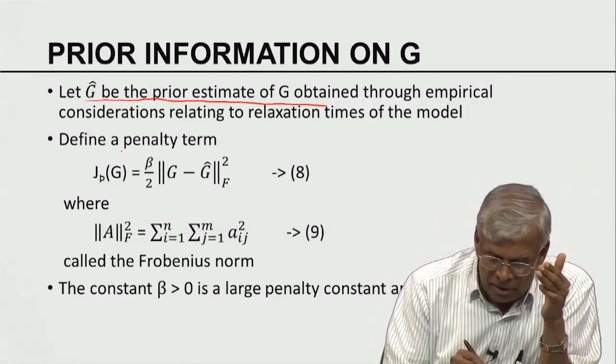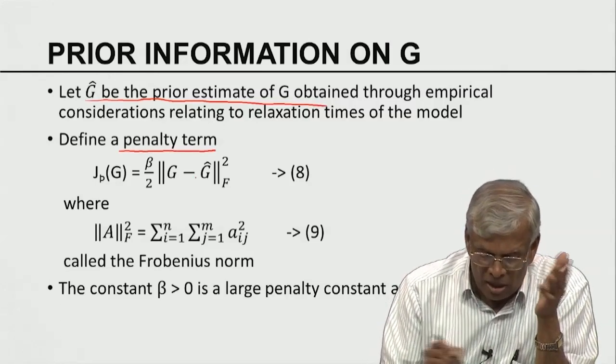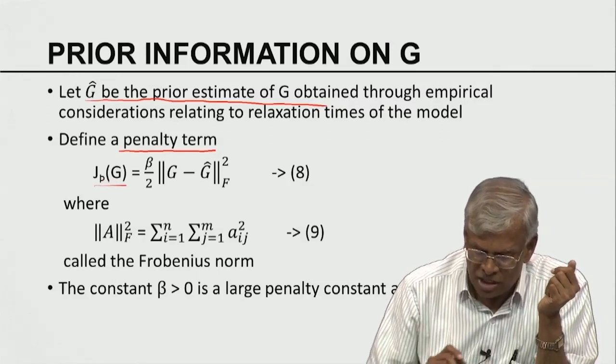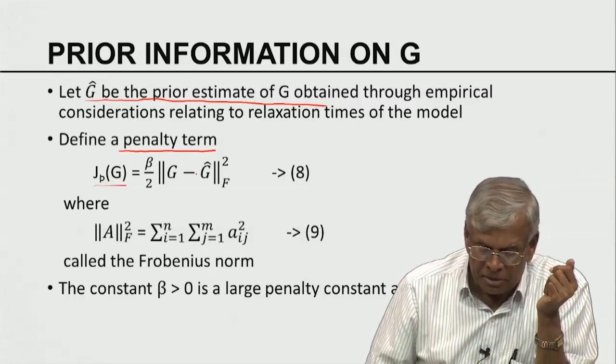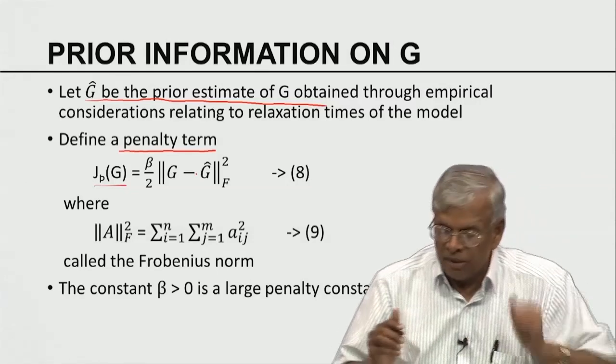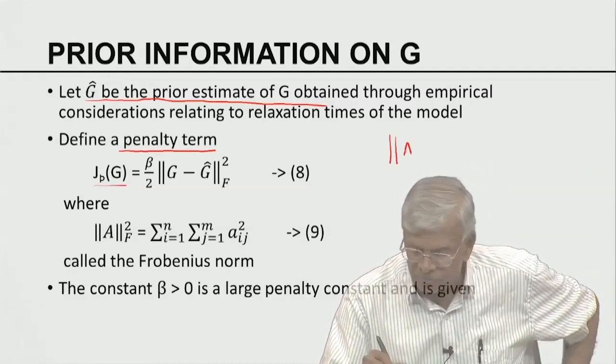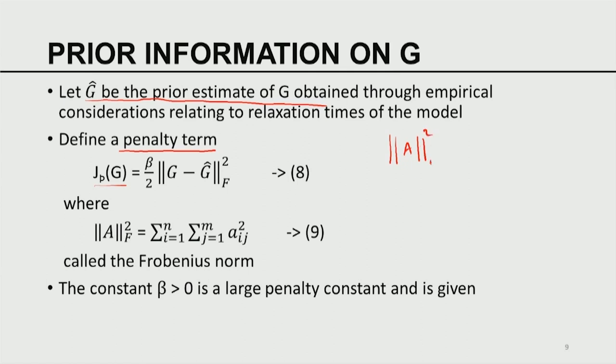So the prior term gives rise to what's called a penalty term. A penalty term is as follows. J penalty of G is beta over 2 times the square of the Frobenius norm of G minus G hat. You may recall from our module on matrices, the Frobenius norm by definition is the square root of the sum of a_ij squared, where the sum is over i and j. It is something like the Euclidean norm. I simply take the sum of the squares of all the elements of the object. If it is a vector, there is one set of objects; if it is a matrix, there is another set of objects. So it is simply the sum of squares, and the square root of that. That is called the Frobenius norm.